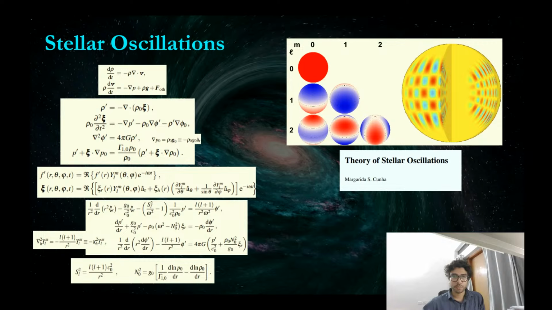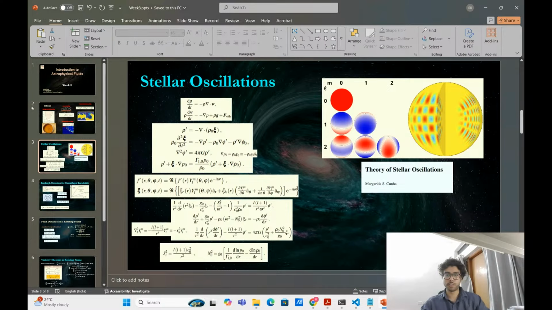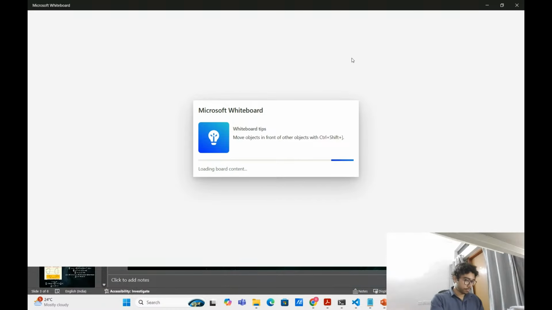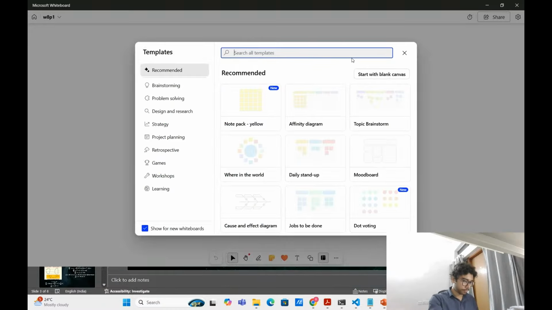So before we go into doing the linear instability analysis of these stellar oscillation equations, I just want to give you a brief idea about what we are going to do. So let me go back to my notebook and explain what stellar oscillations are all about.